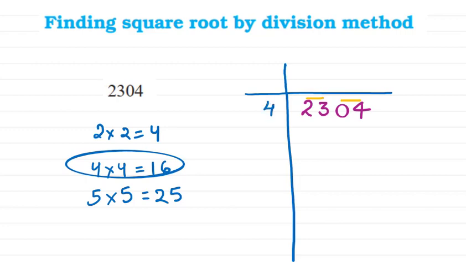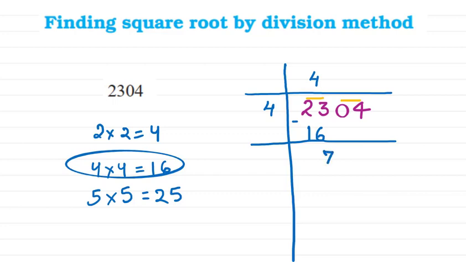So here we will write 4, and here also divisor and quotient both the same, 4. Here we will write 4 fours are 16, and then we have to subtract it. After subtracting this, what will we get? 13 minus 6 will be 7.